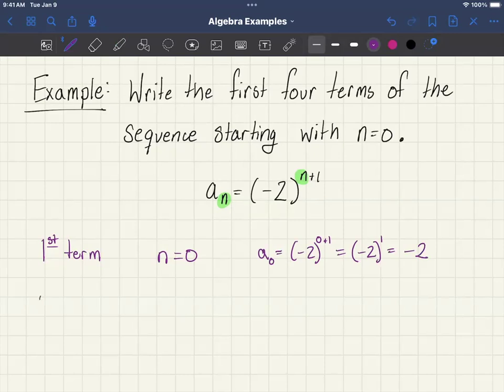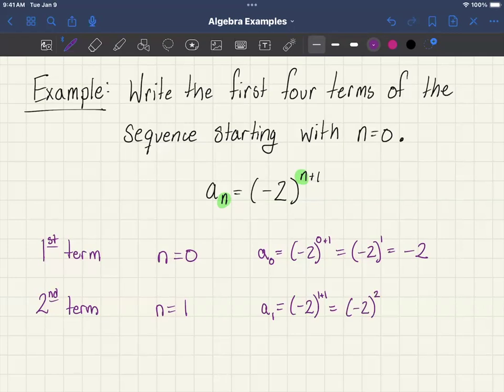Our second term, we are going to up our n value by 1. So now we're going to work with n is equal to 1. And again, everywhere we see highlighted in green, we're going to plug in the number 1. So we have a sub 1. Those subscripts there are used just so that we can follow along which term, which element of the sequence, we're working with. That's all that they are there for.